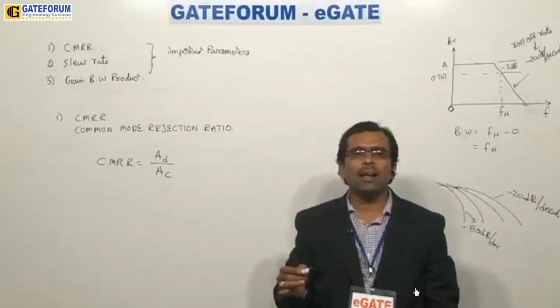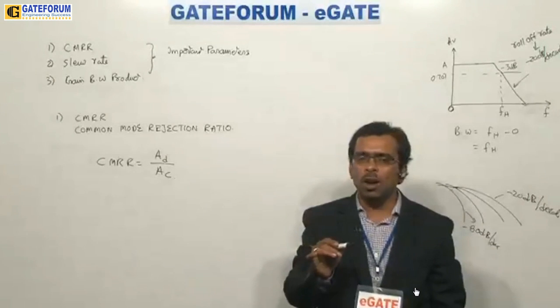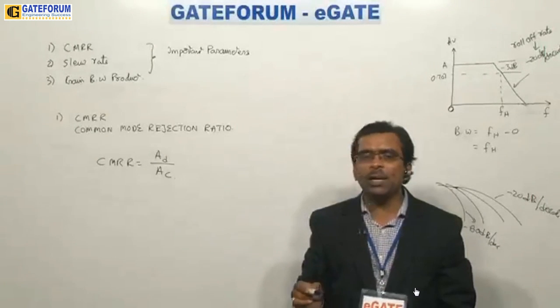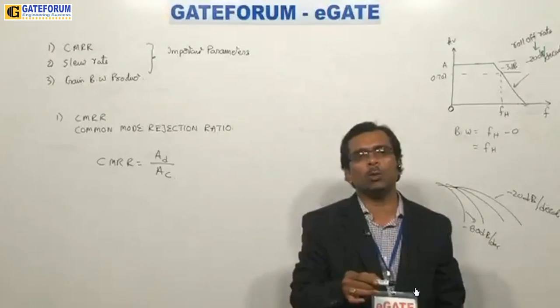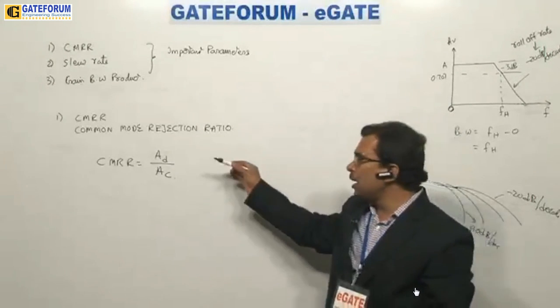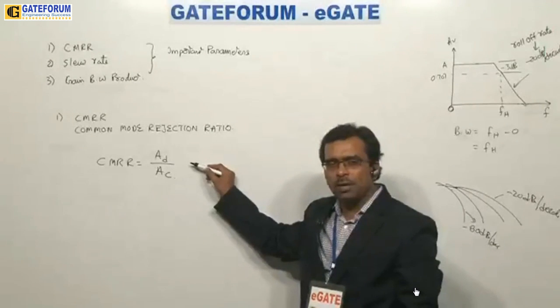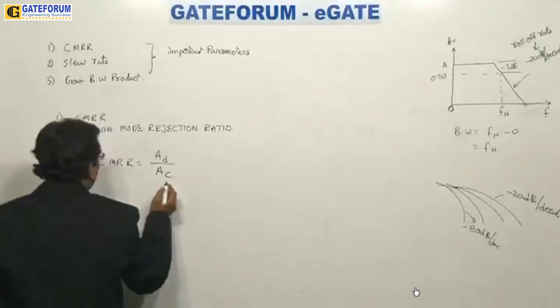So you should remember that an op-amp should work as a good differential amplifier, and it should not allow common mode gain. But in practice we cannot avoid it. Noise will definitely be common to both terminals. That also will get amplified and appear at the output. So you will definitely get some common mode gain for an op-amp. Ideally we should have infinite CMRR.